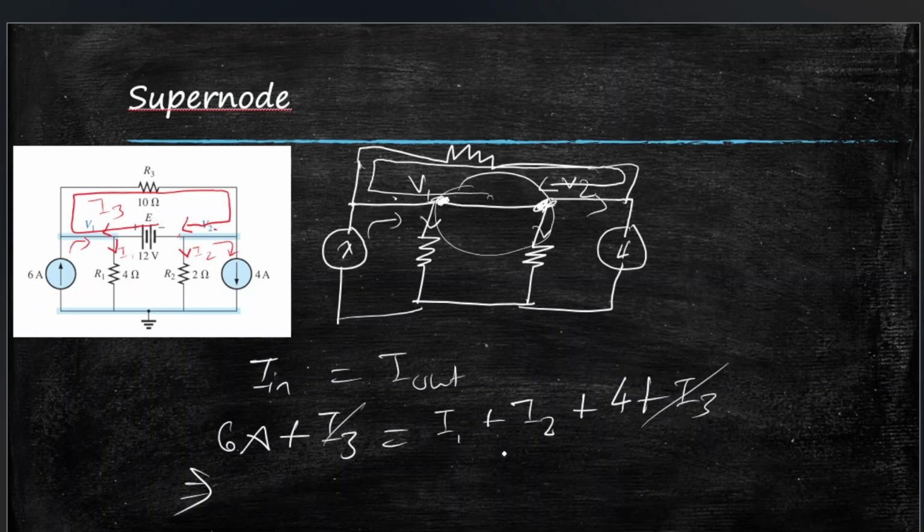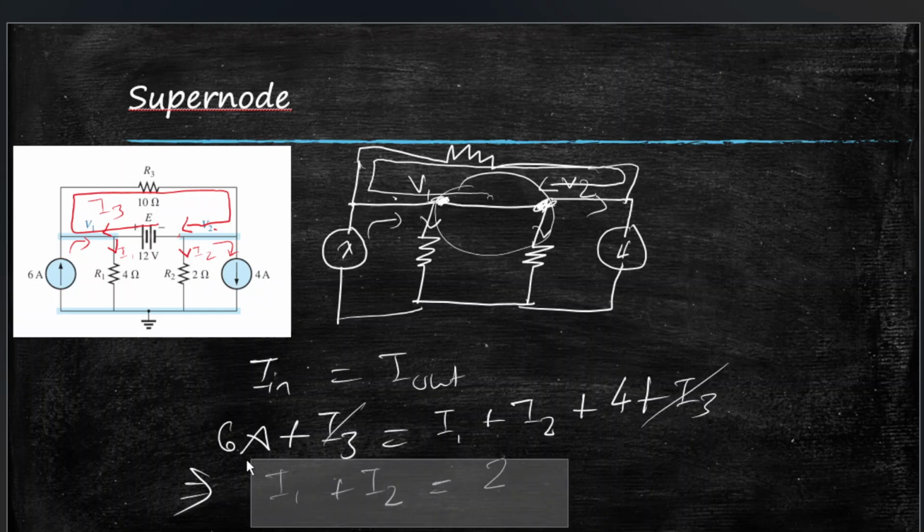Now what do we have here? Let's bring I1 to the front. So I1 plus I2 is equal to 6 minus 4, so 2 amperes. I1 plus I2 is equal to 2. Let's take this to a new page.